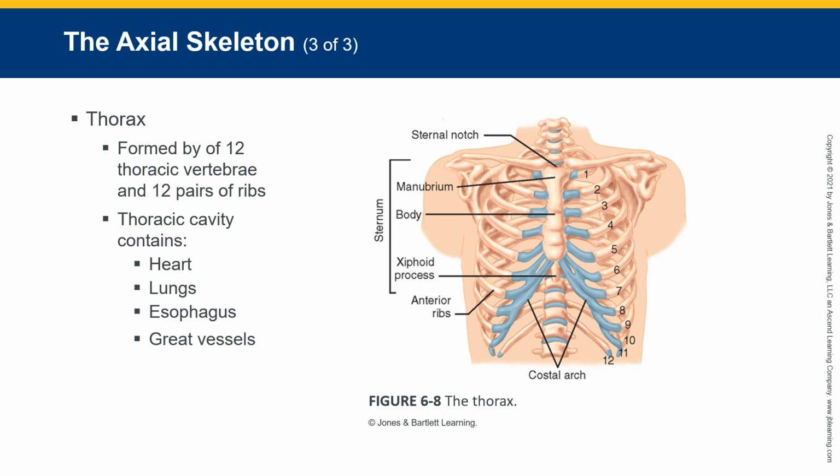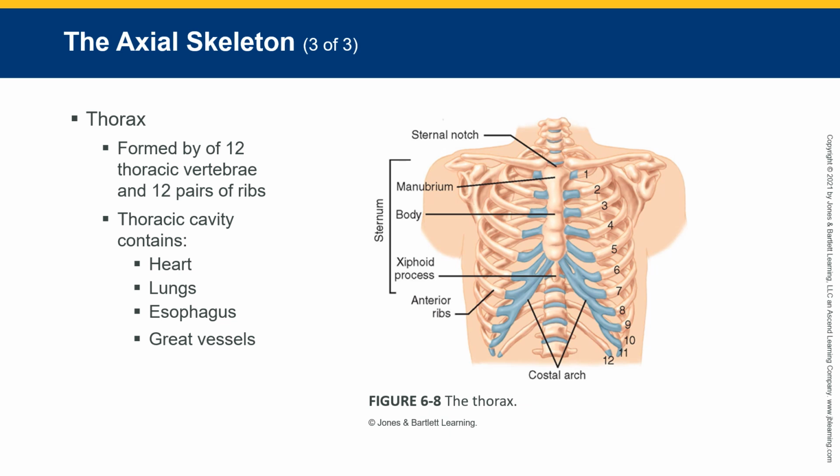Your thorax is formed by 12 thoracic vertebrae and 12 pairs of ribs. Knowing your rib locations is not needed for the test, she's not going to test you on it, but it would be a good idea for your clinicals, for your EKG placements, and when you start to do blood pressures. You want the body in anatomical position to take the blood pressure.